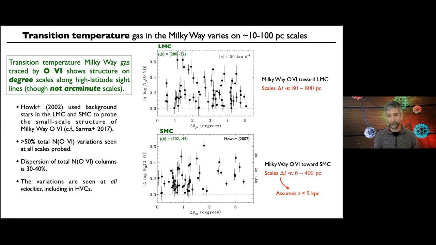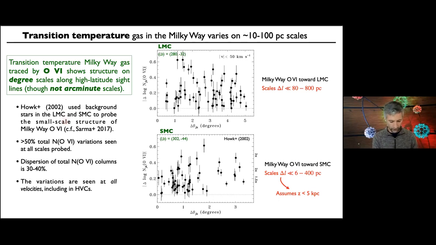carbon-4 perhaps and such, it appears that the transition temperature gas in the Milky Way varies on 10 to 100 parsec scales. And that statement may be a function of the ion that you're actually using to probe this, just because they probe different energetics in the Milky Way. Certainly we know that the transition temperature gas traced by O6 at least has structure on degree type angular scales along high latitude sightlines, but not on arc-minute type scales.